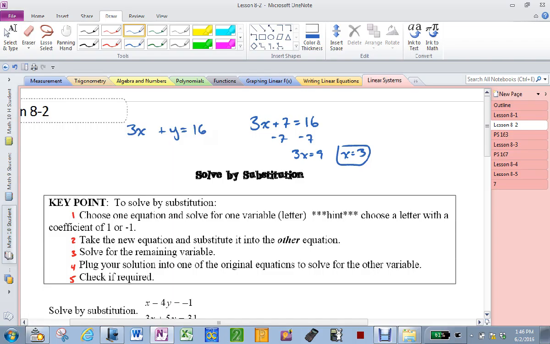Does everybody understand? So the question says, solve for one of the variables. Solving back in grade 9 meant get the variable alone. In grade 10, solving for one of the variables means get one of the variables alone. It's the same algebra, but now instead of ending up with a letter equals number, we end up with letter equals something else. Everybody cool? And the hint is try to choose a coefficient of 1 or negative 1.